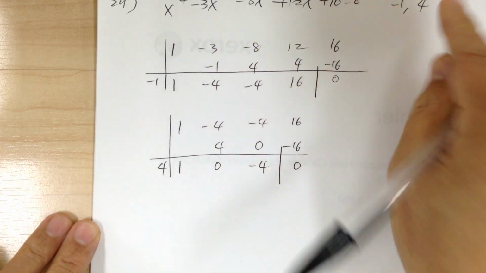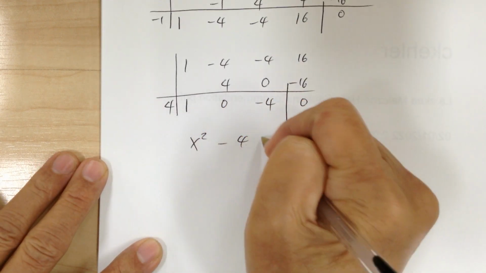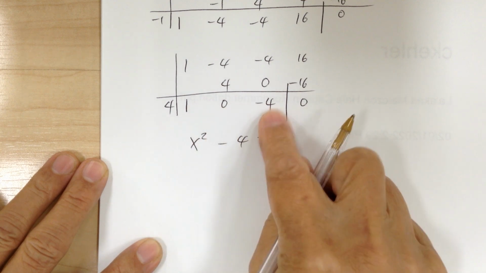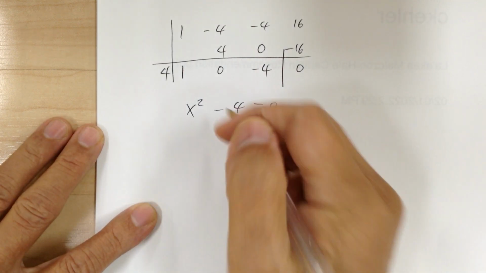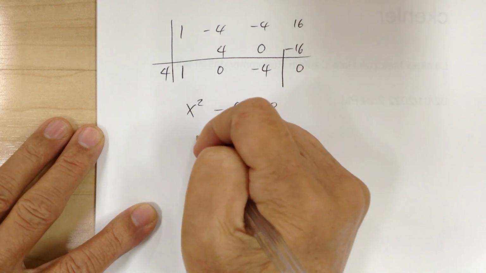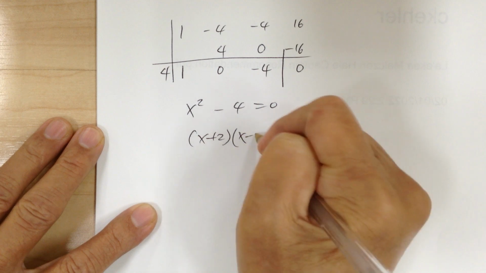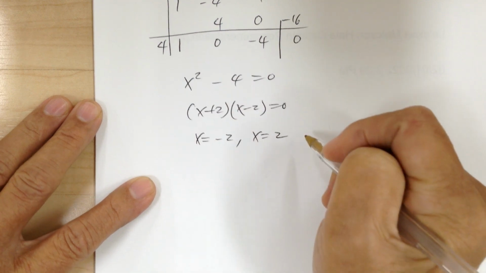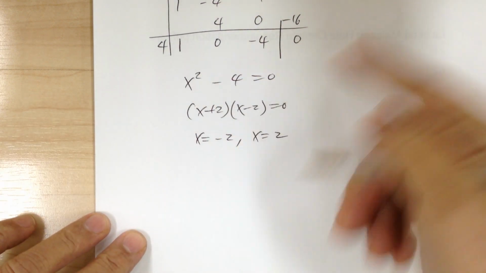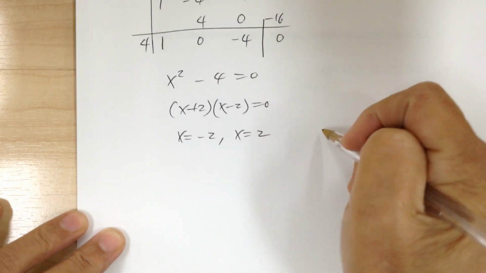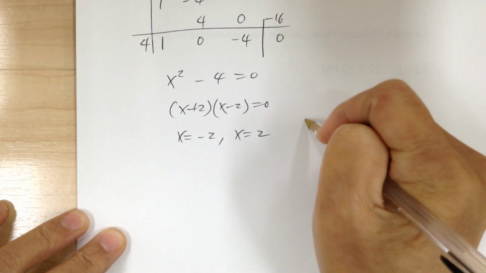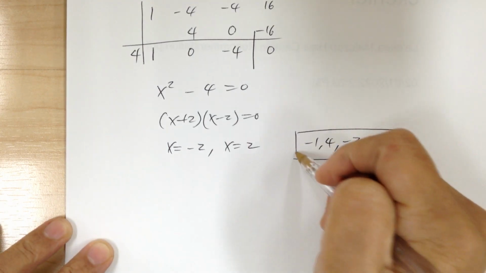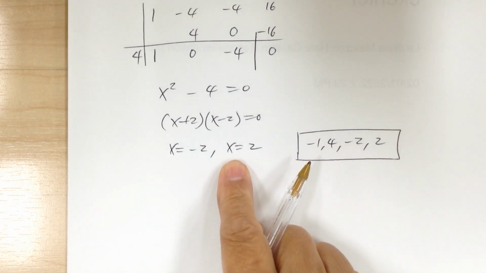Basically what you do is you divide, and then you end up with x squared minus 4 equal to 0, which is x squared plus 0x minus 4 equal to 0. From here you can solve, or you can do factoring either way. So you have x plus 2 times x minus 2 equal to 0. You're going to get x equal to negative 2 and x equal to 2. So the 4 answers to this equation are negative 1, 4, negative 2, and 2. The 2 are already given, so you just have to solve the other 2. Okay, let's go to the next one.